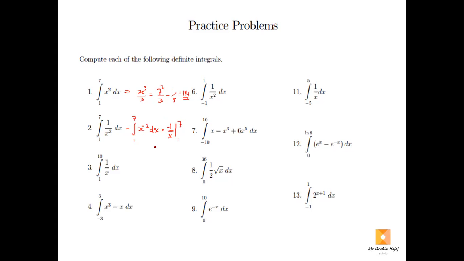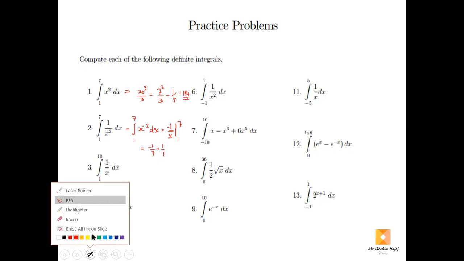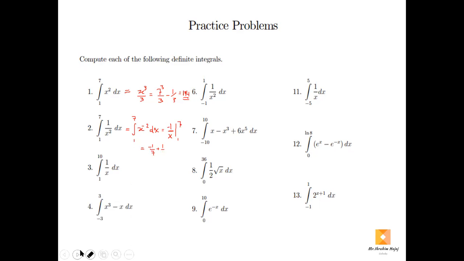First of all, we substitute with 7. It will be negative 1 over 7, and minus, it will be plus 1 over 1, which equals 6 over 7. Your answer is 6 over 7. Thanks.